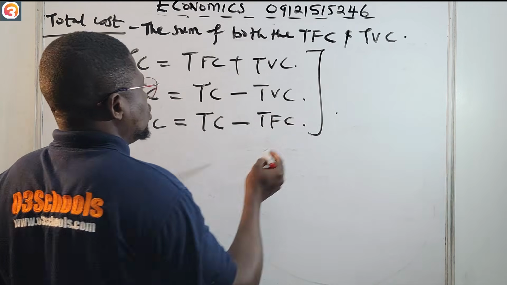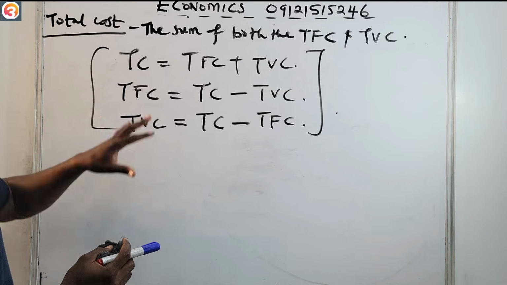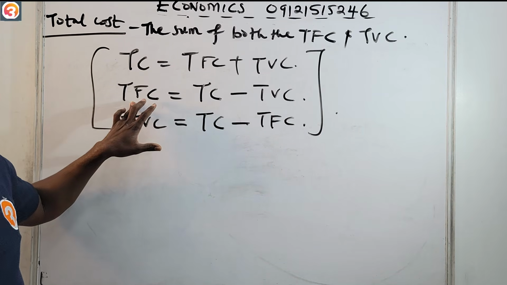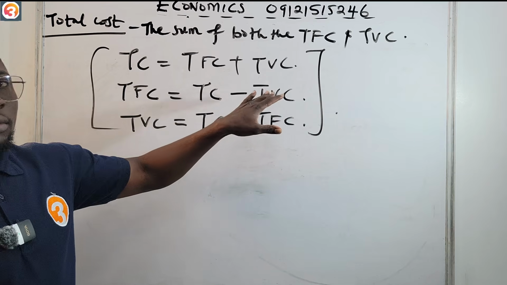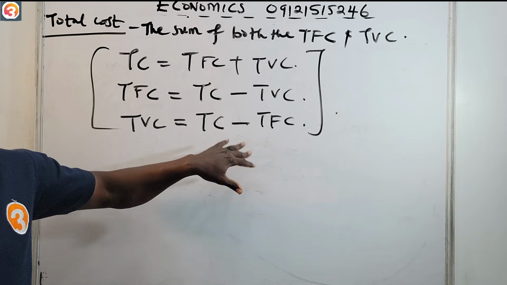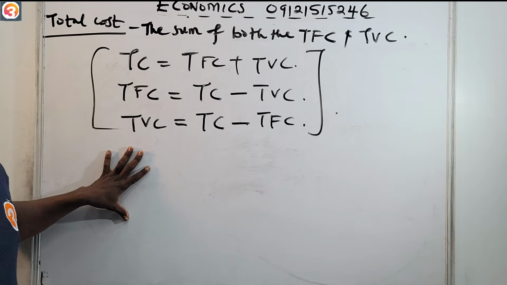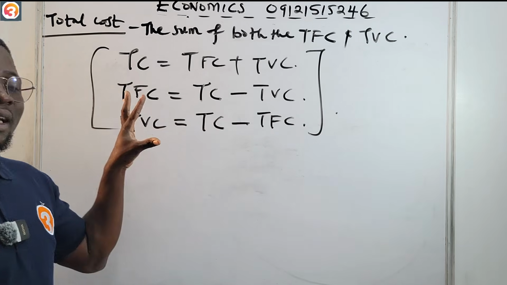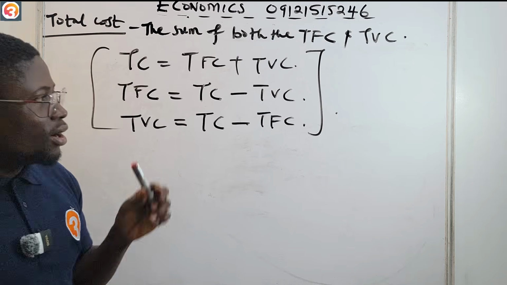On cost, total cost is total fixed cost plus total variable cost. Total fixed cost is total cost minus total variable cost. Total variable cost is total cost minus total fixed cost. Are we together? There's no need to say TFC is total fixed cost again, because you already understood that. So that is total cost.